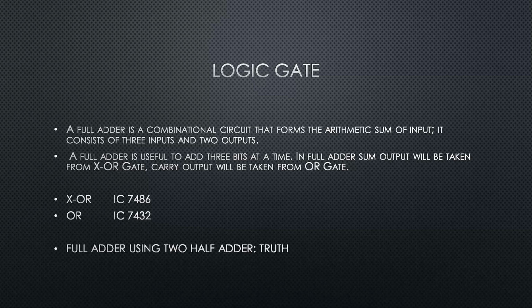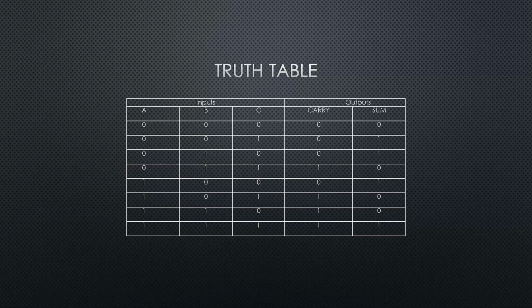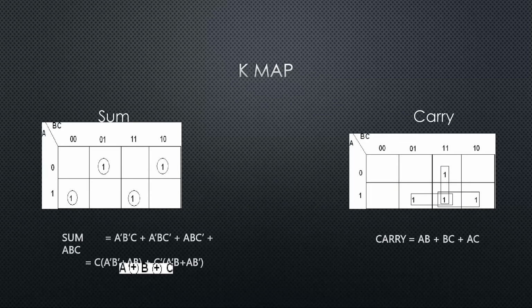A full adder is made using 2 half adders, and this is the truth table for the full adder. As you can see, we are taking 3 inputs, and the outputs are shown as carry and sum. K map.